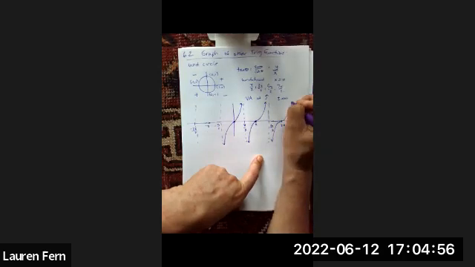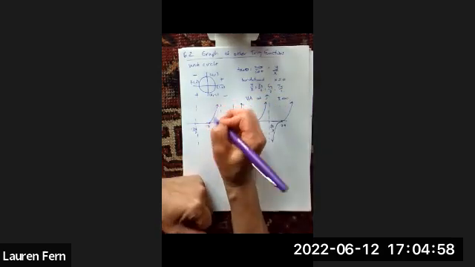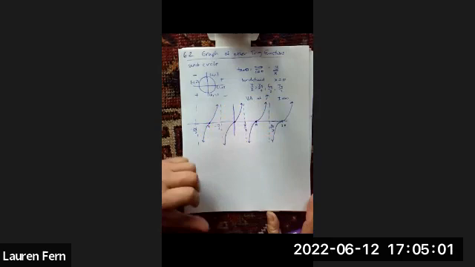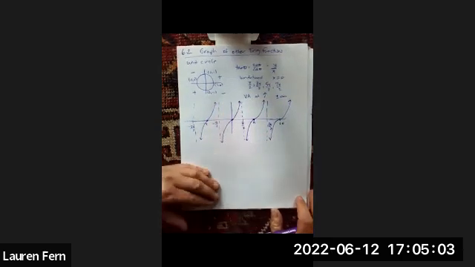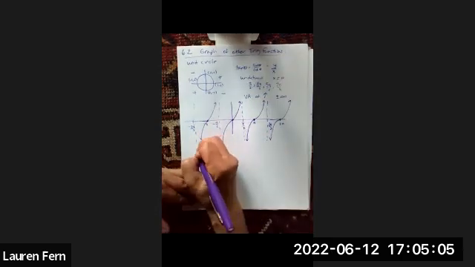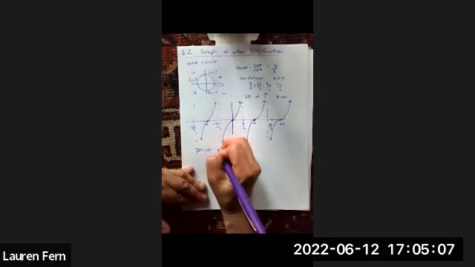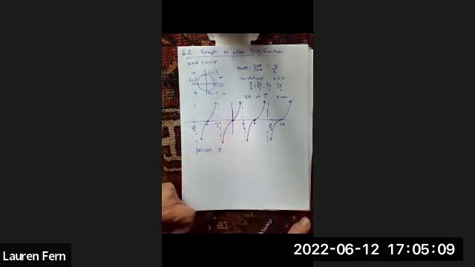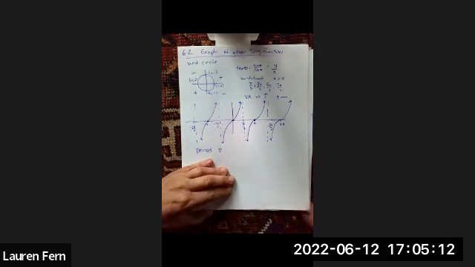And this is what our graph is going to keep looking like. Isn't that so cool? So I want you to note a couple of things. With our tangent function, our period is pi. It's not pi over 2.